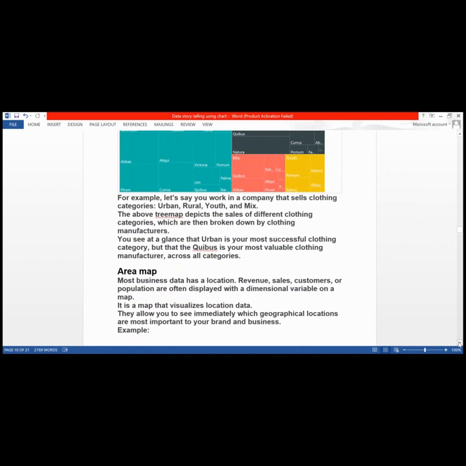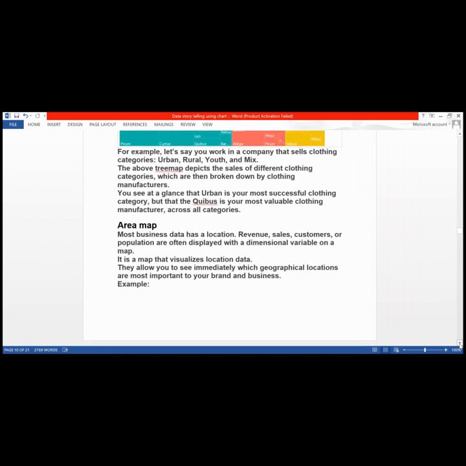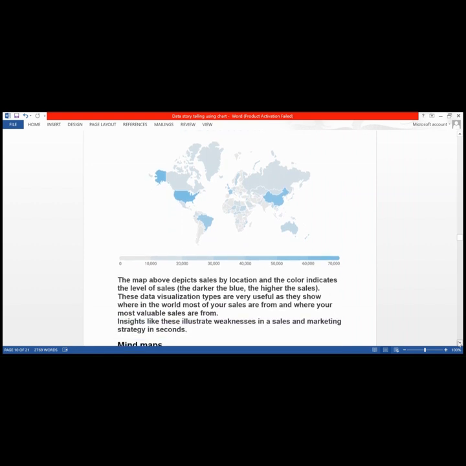So area map. Most business data has a location, which is revenue, sales, customer or population, and is often displayed with a dimensional variable on a map. It is a map that visualizes location data. So an area map allows you to see maybe which geographical locations are most important to your brand and business. For example, this is sales by country. Looking at the country here, the map above depicts sales by location and the colors indicate the level of sales. Look, we have blue, we have ash.